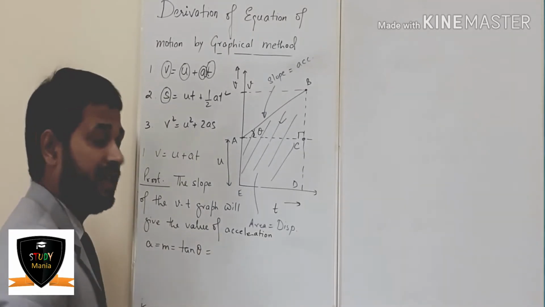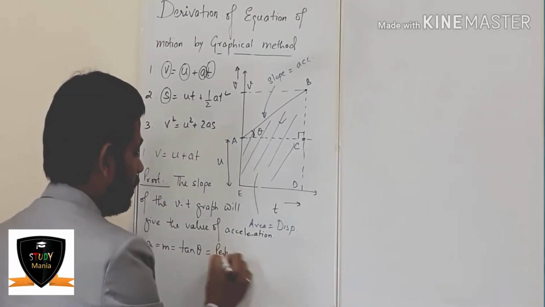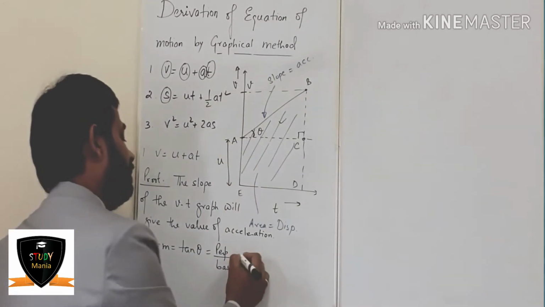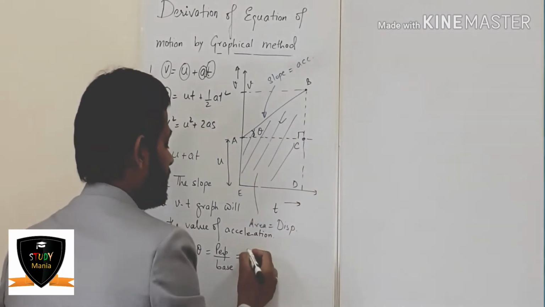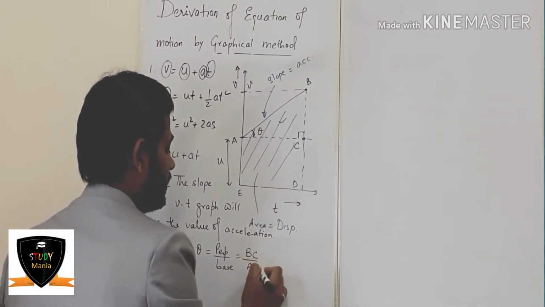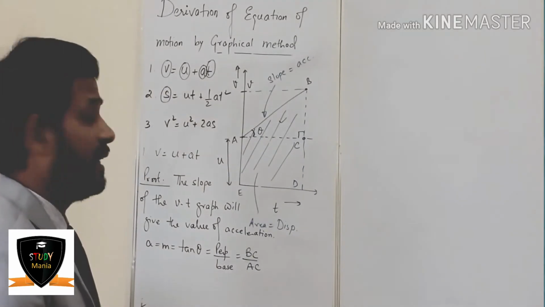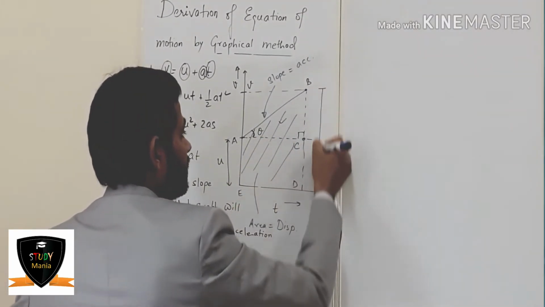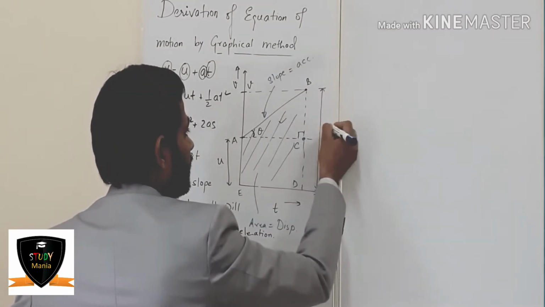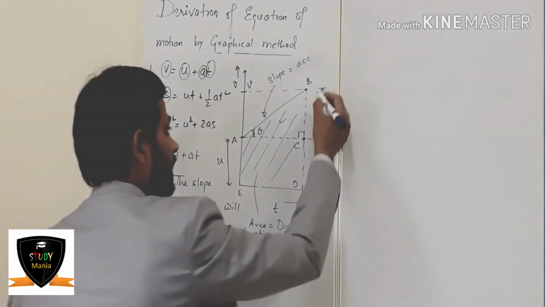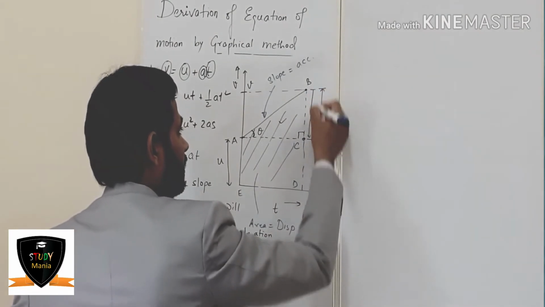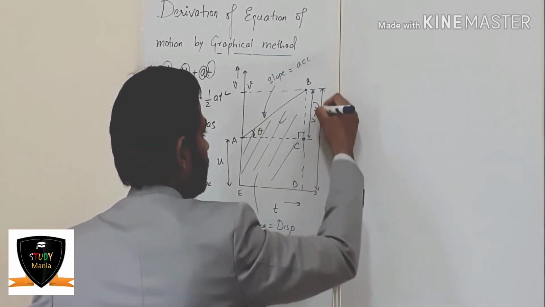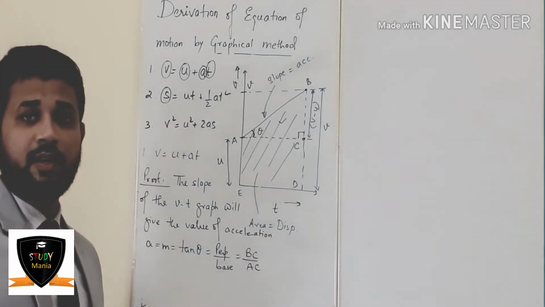What is the formula of tan theta? That is perpendicular upon base. Good. From the figure it is very clear: the perpendicular is BC and the base is AC. Now just analyze the figure. In the graph, BD is V, that is final velocity, and if I want to calculate the value BC, this is capital V minus small u, that is V minus U. Can you understand it? Okay.